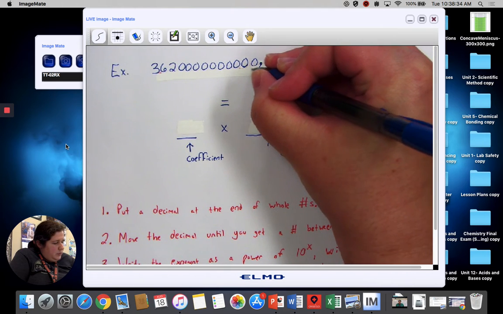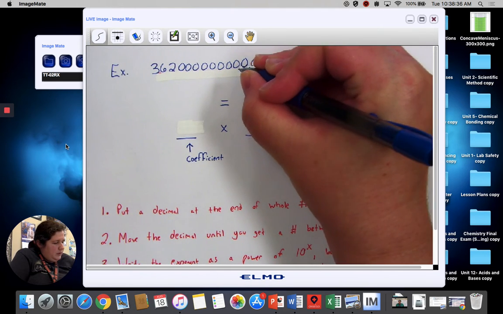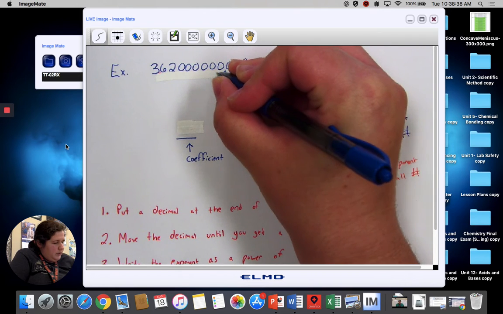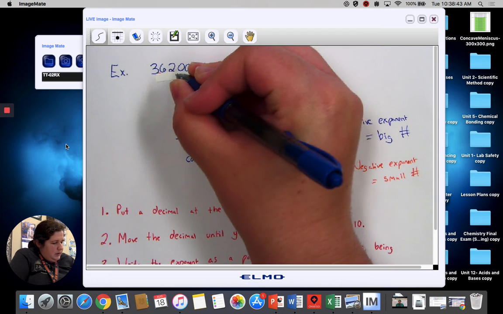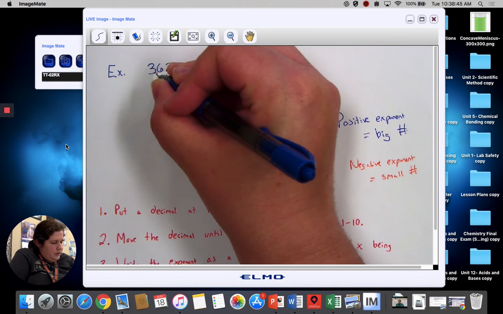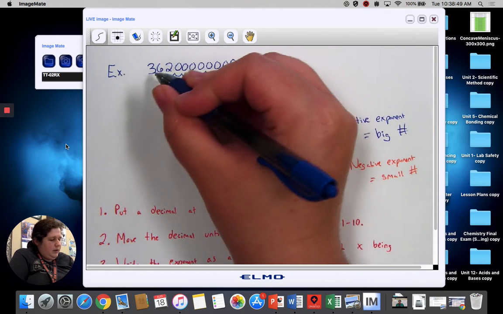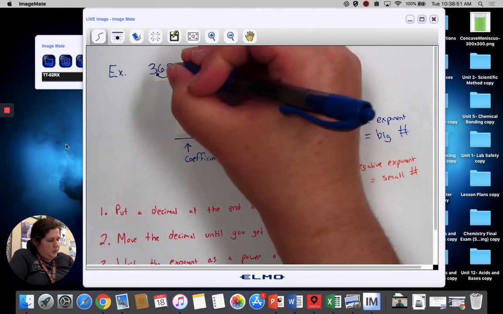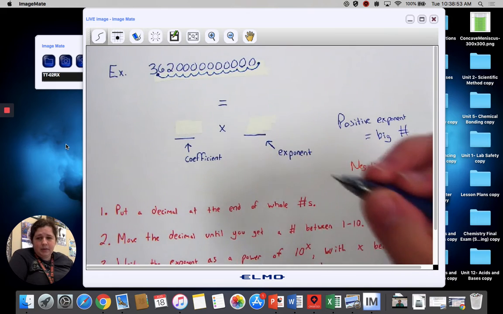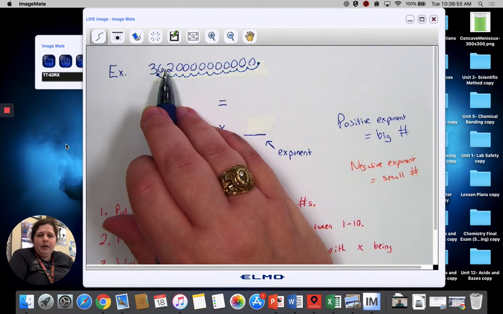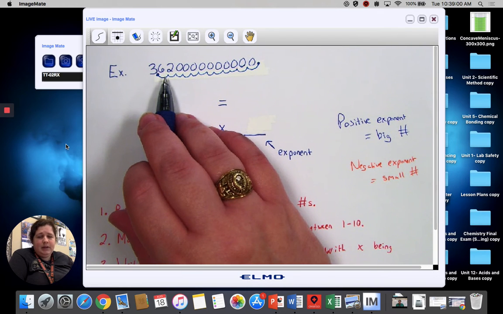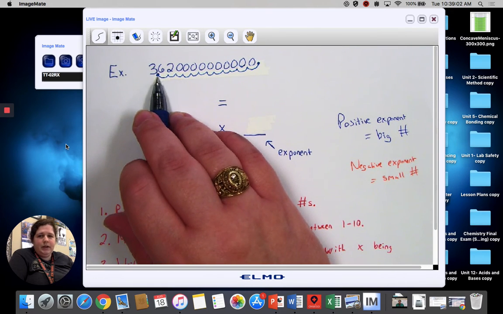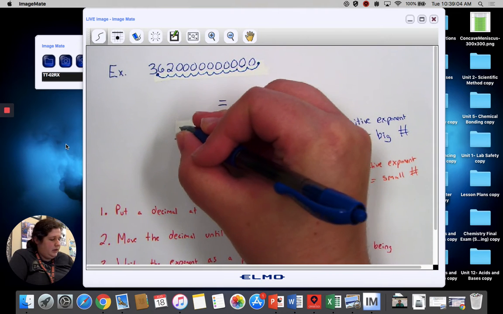I'm going to move it once, twice, 3, 4, 5, 6, 7, 8, 9, 10, 11, and 12. And I'm going to put my decimal right there. Okay, 3.62 is a number between 1 and 10. That's what I want. 36.2 is not. So I'm going to leave my decimal right there, and I'm going to write down the number that I get.